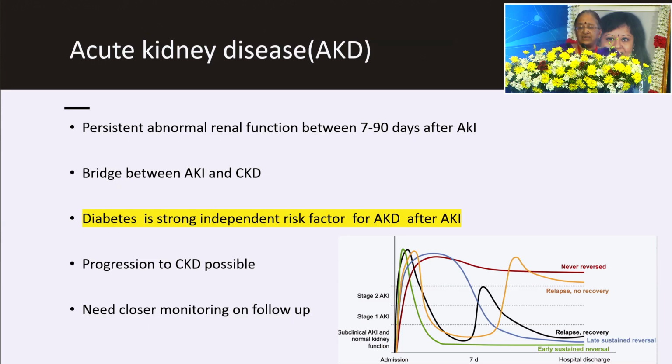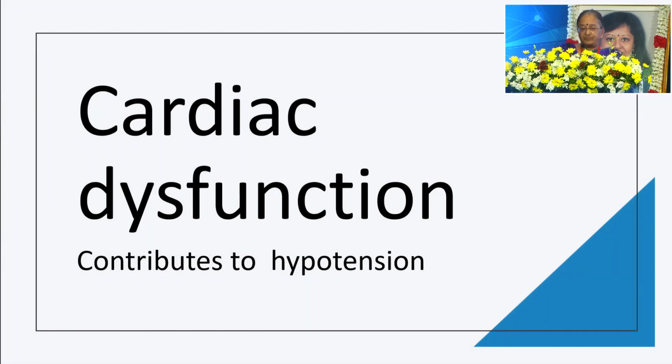Acute kidney disease is the one that comes between AKI and CKD. It's a bridge between that, and diabetes is a very strong risk factor for AKD after AKI. Progression to CKD is possible, as the graph shows here. There are many ways in which one can recover from AKI.